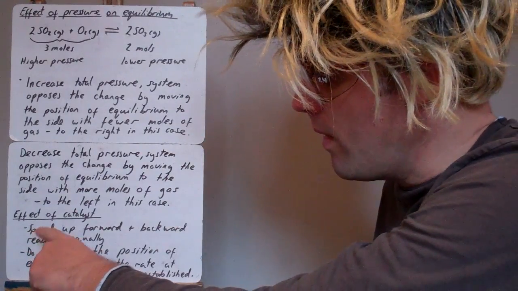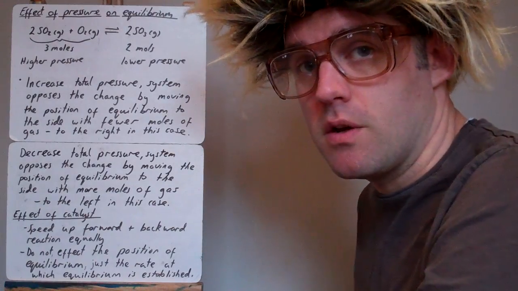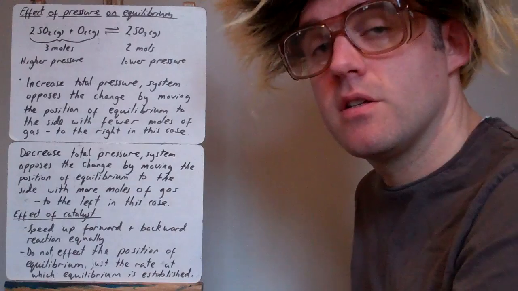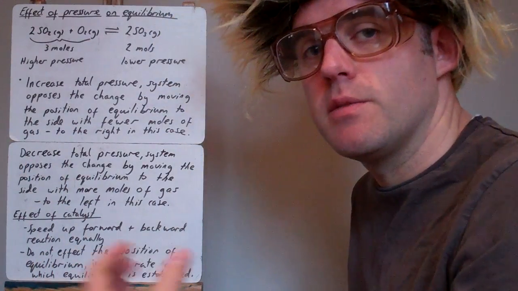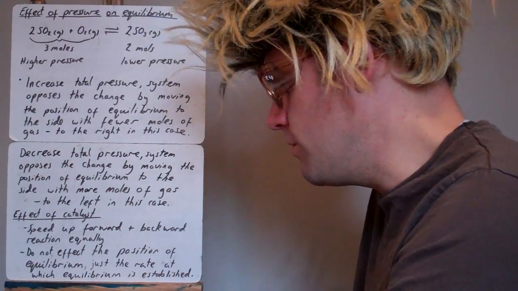Okay, what about catalysts? How do they affect the position of equilibrium? Well, a catalyst speeds up the rate of reaction, but it speeds up the rate for the forward and backward reaction. And it does so equally, so as much as it speeds up the forward reaction, it will equally speed up the backward reaction. So there's no net effect on the position of equilibrium.